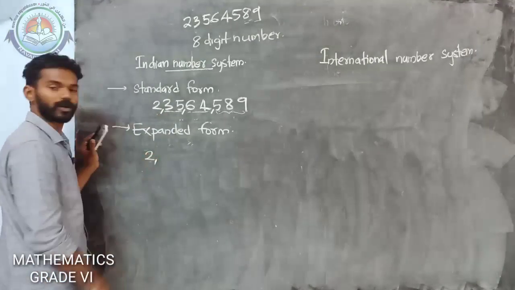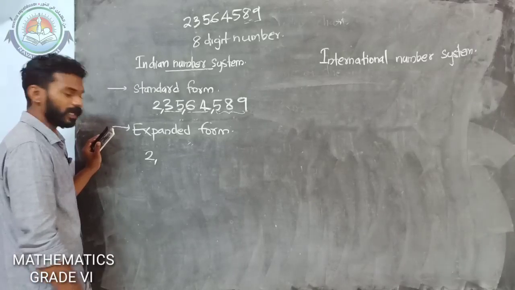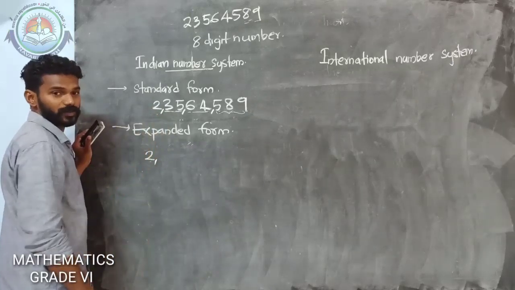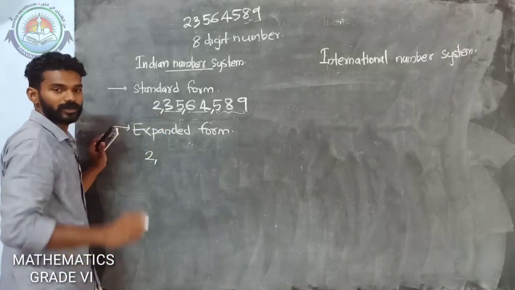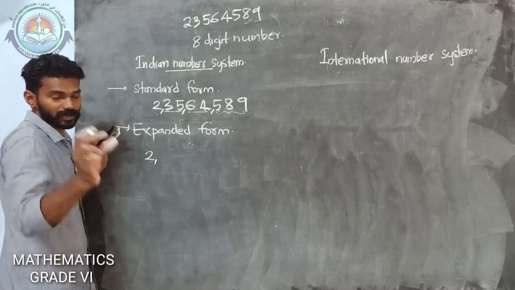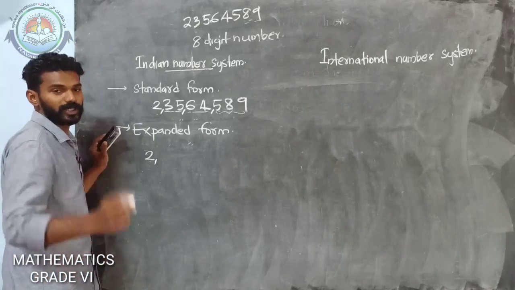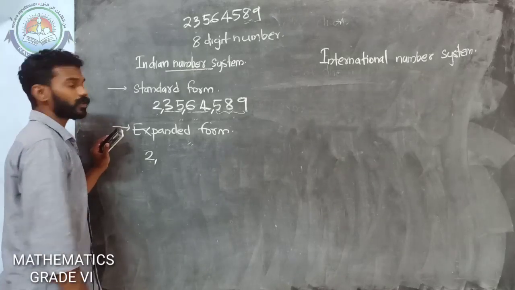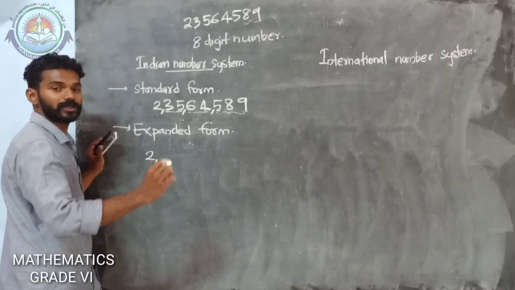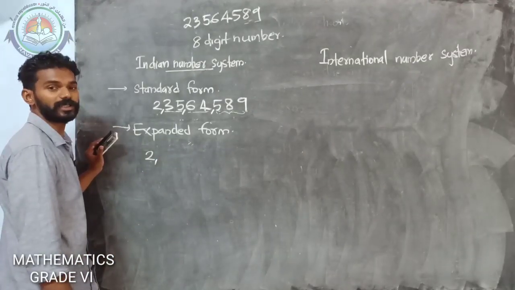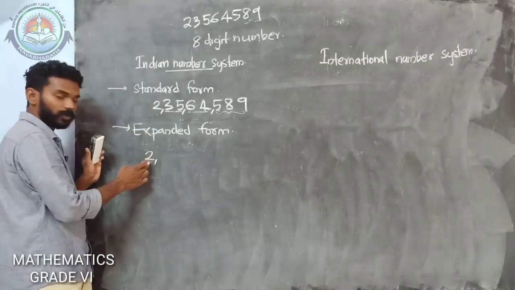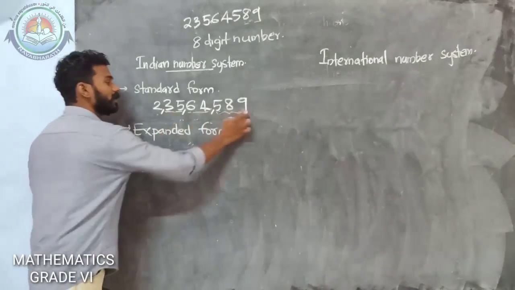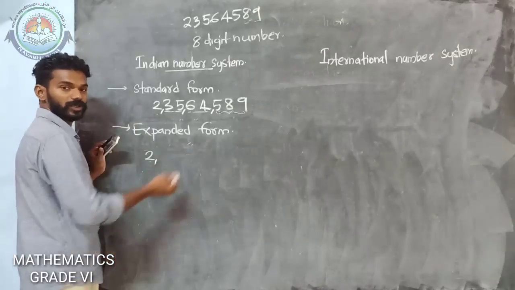Thereafter put the comma. And you have to write this 2 by considering its place value. This 2 does not simply represent 2. It has a place value. What is its place value? This 2 represents 2 crores. So you can write this 2 as 2 crores. How can you write it? You can write it by simply putting 2 here and writing all the remaining numbers as 0.